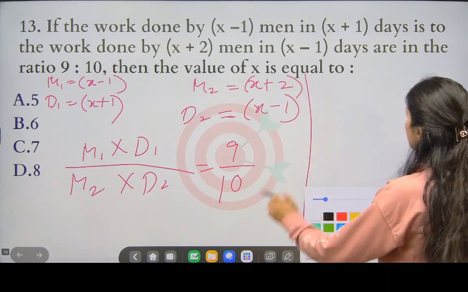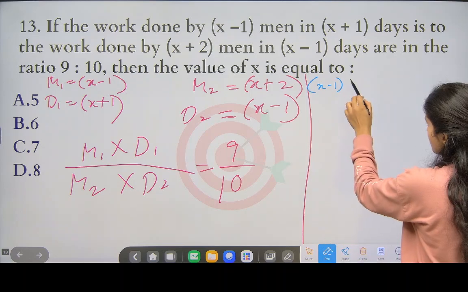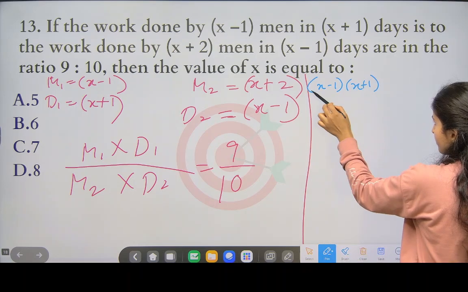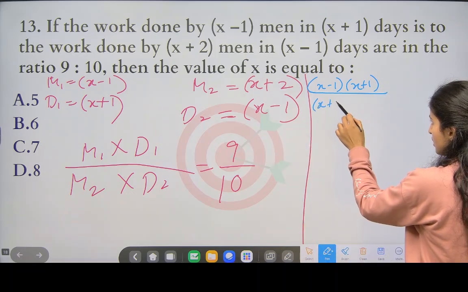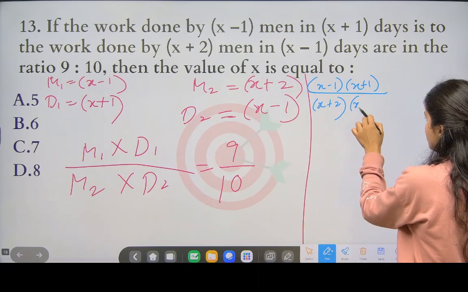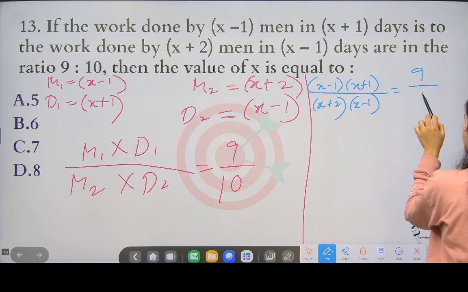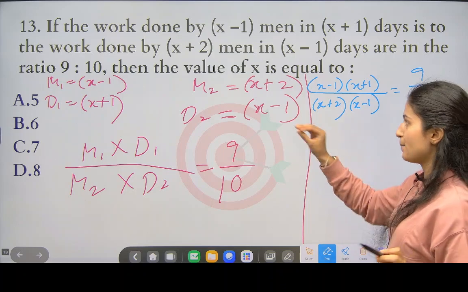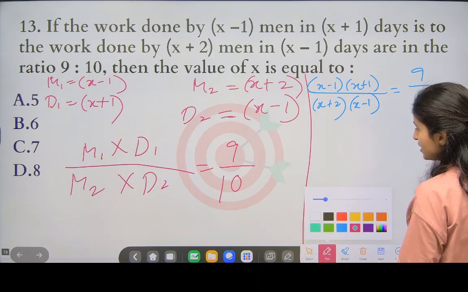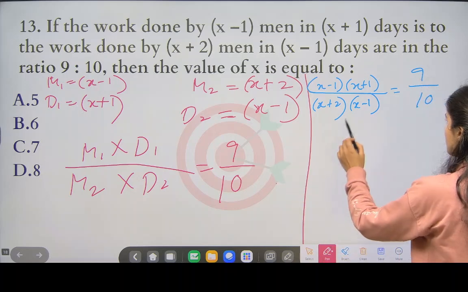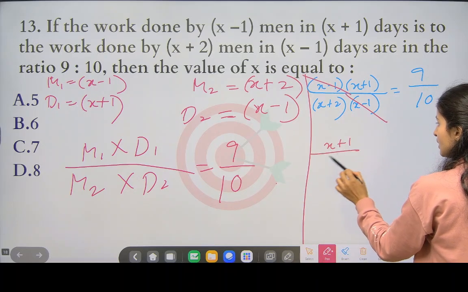Apply the logic. M1 is x minus 1. D1 is x plus 1. M2 is x plus 2. D2 is x minus 1. You always know numerator and denominator get cancelled if it is the same number, because it is applied on division. Now check here, is anything same here? Yes, x minus 1 and x minus 1 is same. Cancel it out. What is remaining? X plus 1, x plus 2.